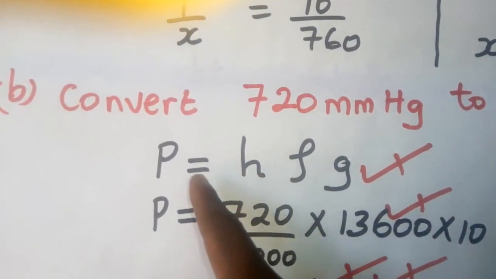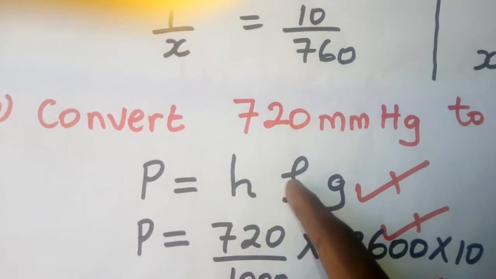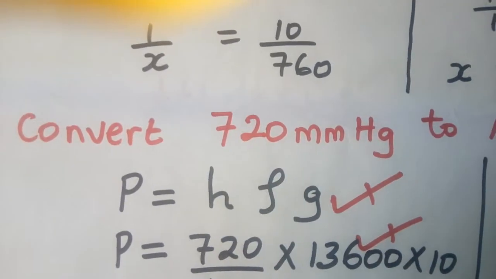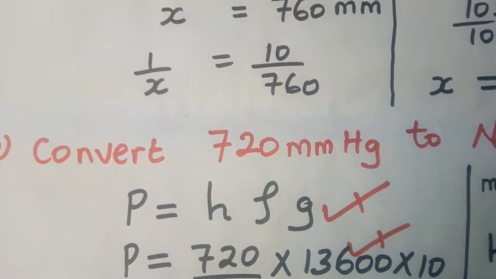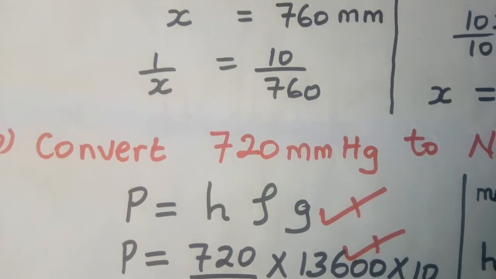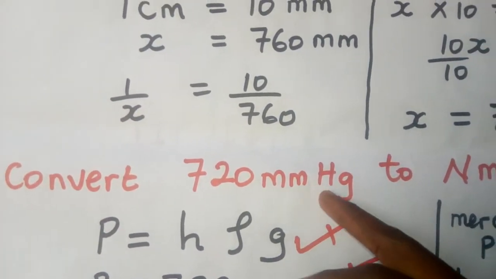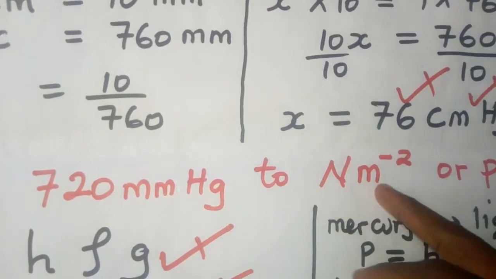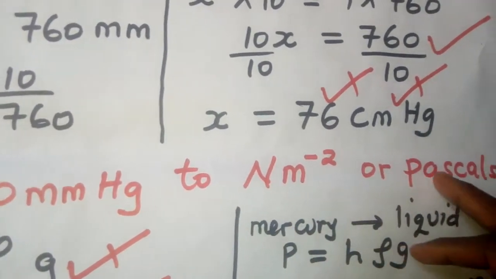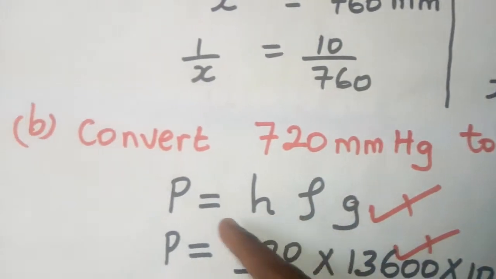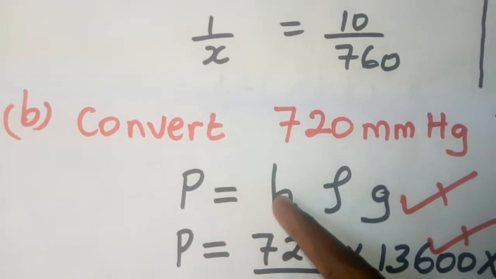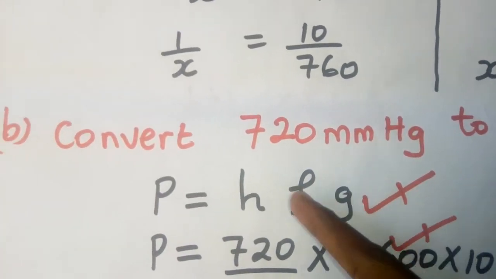don't forget this formula. Pressure is equal to H rho G. This is the formula for pressure in liquids. You see? So when you are converting centimeters of mercury, millimeters of mercury, to the SI unit of pressure, which is newton per meter squared or pascal, use the formula pressure is equal to H rho G.